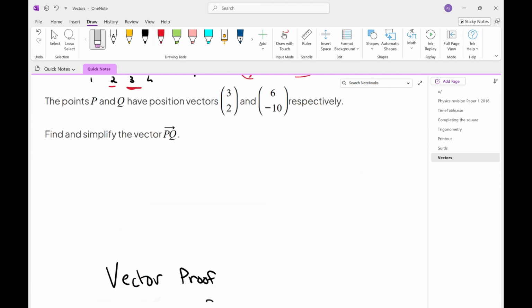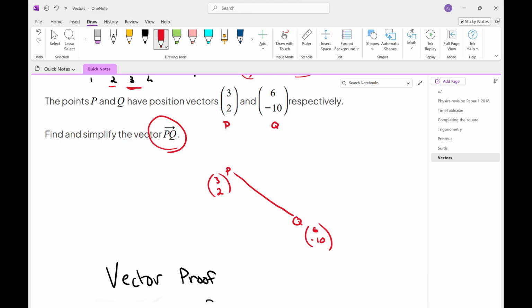Another common question examiners may ask you about column vectors is to find a certain value from one point to another point. So this is P here and this is Q, (3, 2) and (6, minus 10). What we do here to try and visualize this is we're going to just draw the points P and Q, and label them very nicely. So now we can visualize it better.